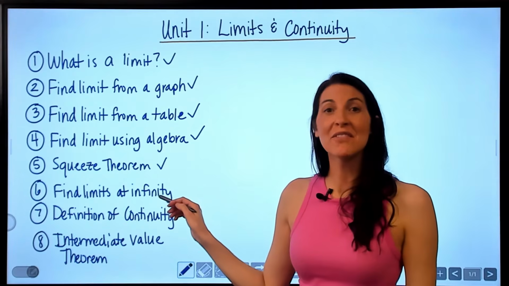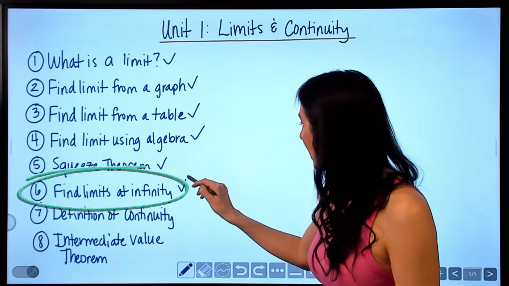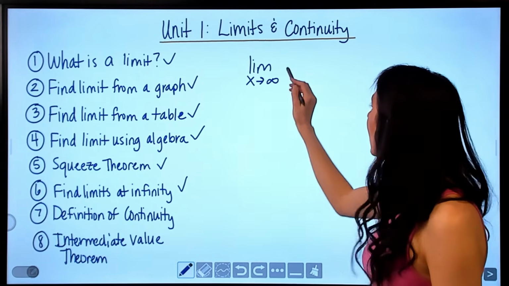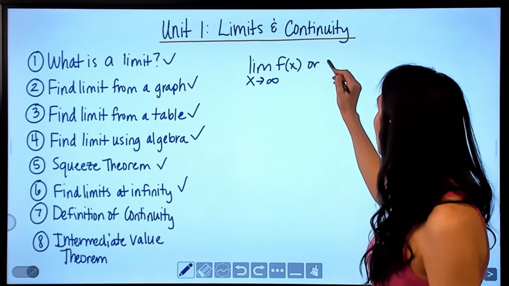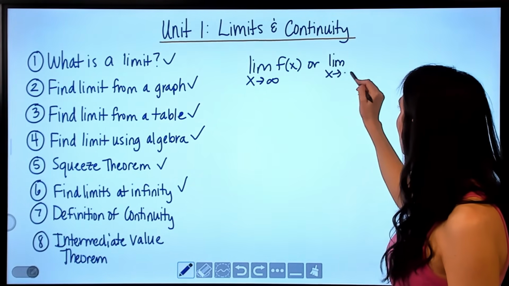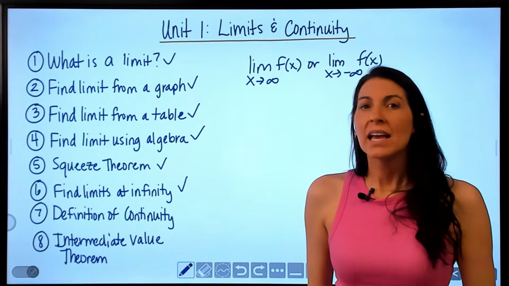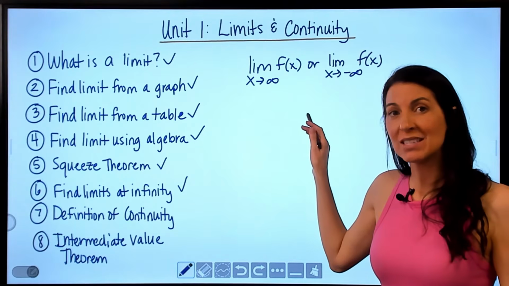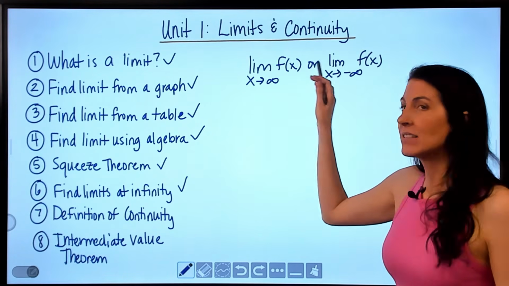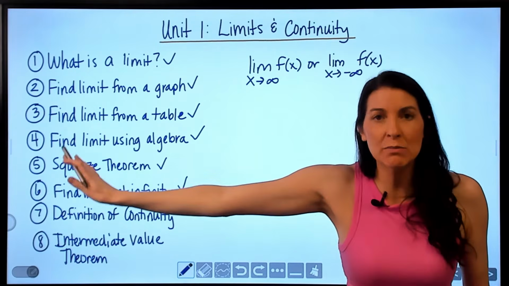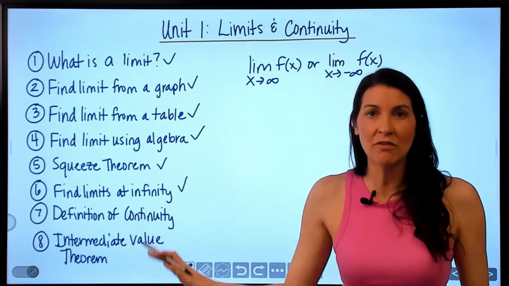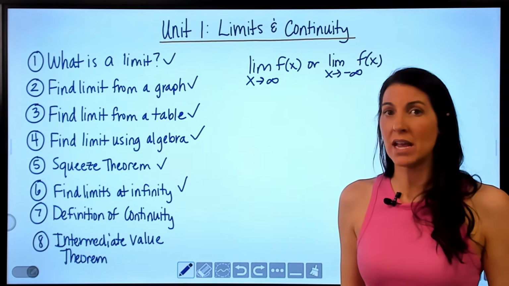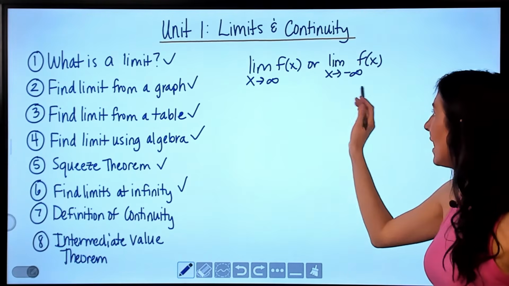Let's move on to number 6, finding limits at infinity. So for this one, we are finding the limit as x approaches infinity of f of x, or we may be asked to find the limit as x approaches negative infinity of f of x. Now notice in both of these, where x is approaching infinity or negative infinity, these are asking about the end behavior of the function, or what's happening at the far ends. Also, you could be asked to find the horizontal asymptotes. This would be the same thing. So you're looking for what's happening at the far ends of the graph.